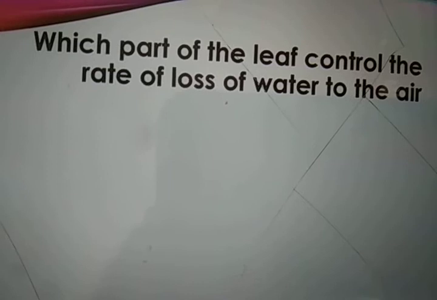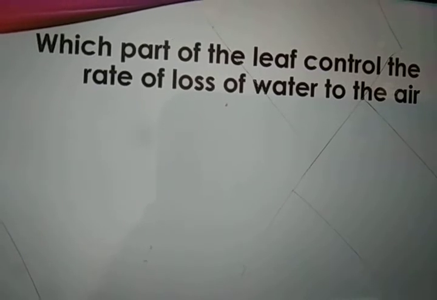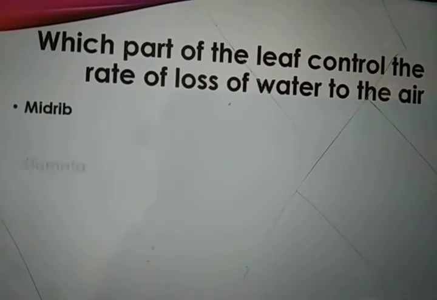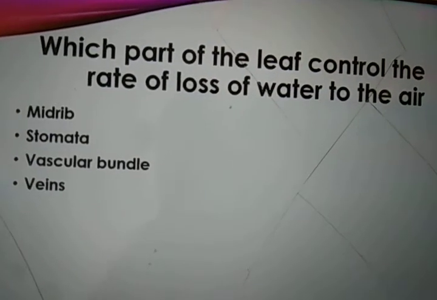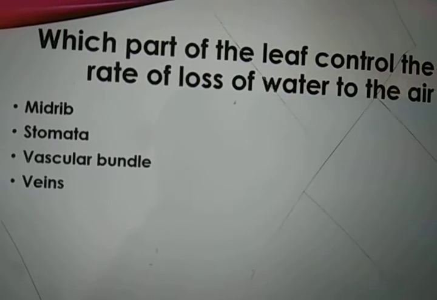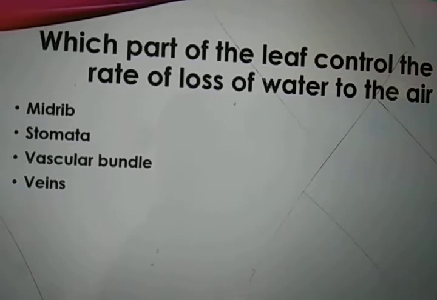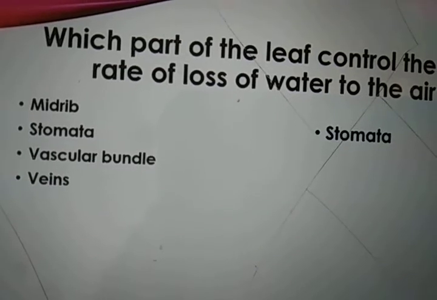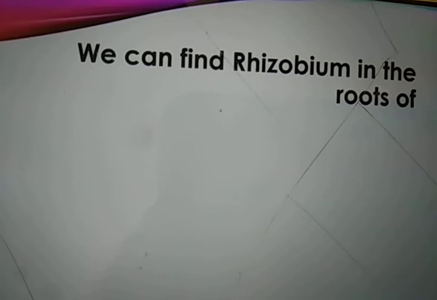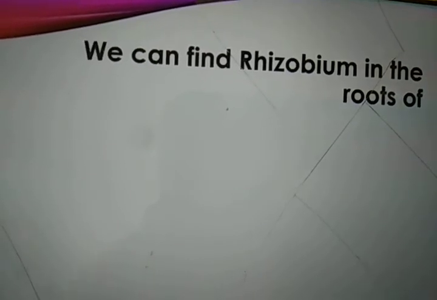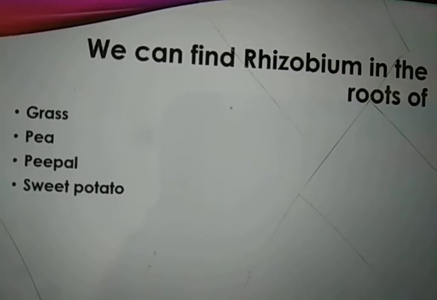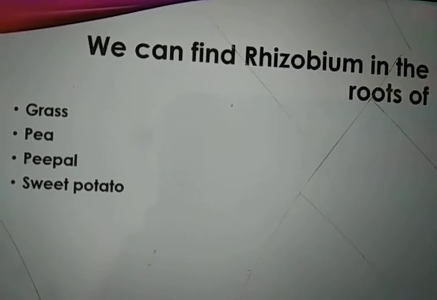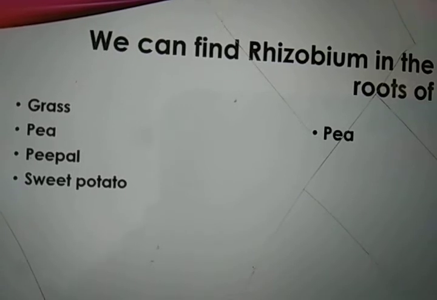Now the next question is, which part of the leaf controls the rate of loss of water to the air? And the options are, so the correct answer for this question is stomata. Now the next question, we can find Rhizobium in the roots of. Find out the answer from these 4. And the correct answer is pea plant.